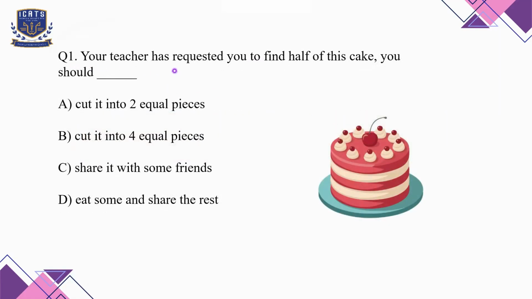Question number 1. Your teacher has requested you to find half of this cake. You should: option A, cut it into 2 equal pieces. Option B, cut it into 4 equal pieces. Option C, share it with some friends. Option D, eat some and share the rest. So to find out the half of a cake, we should cut the cake into 2 equal pieces. So we will choose option A here, cut it into 2 equal pieces.